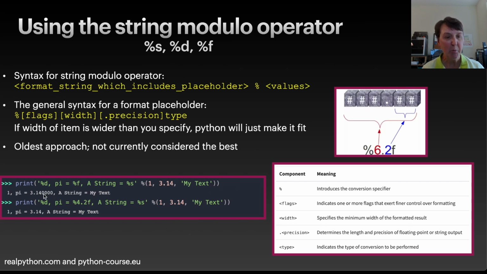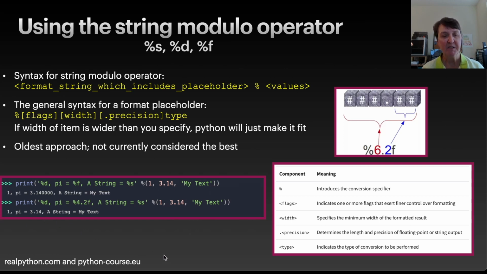Now, if I wanted a little more control over my pi, I could use something like this here. So instead, I'm going to make it 4 places wide with 2 places after the decimal as a floating point. And you can see I can fix that up and make that look a little nicer.